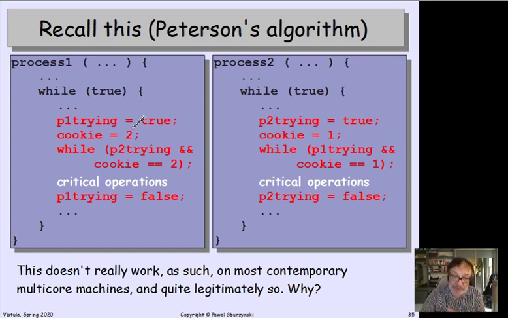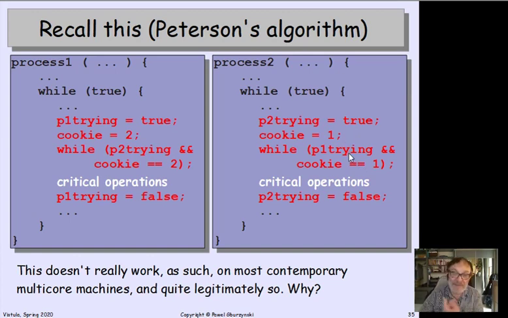So, in other words, process 1 wants to know that by the time it is looking at P2 trying, the fact that P1 trying has been set to true, and perhaps the fact that cookie has been set, these facts have been communicated to anybody who may be doing the same condition check on the other control variable. Now, what is the problem?